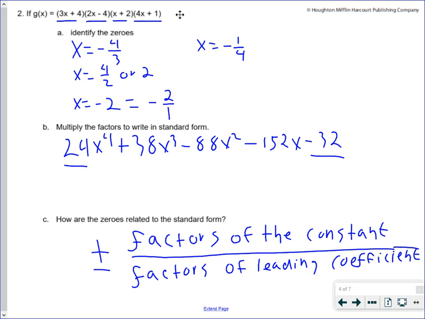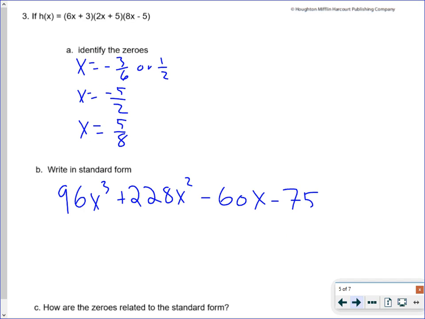So for number 3, I want you guys to do the same thing. Pause the video, and I'll post up the answers in a bit. Okay, and this is what you should have gotten for number 3. x equals negative 3 over 6, or 1/2. x equals negative 5 over 2, and x equals 5 over 8.